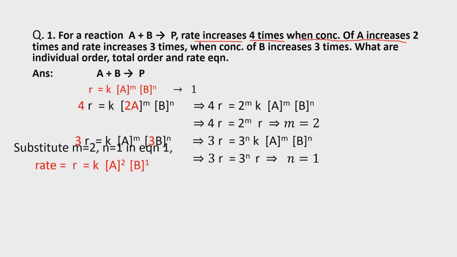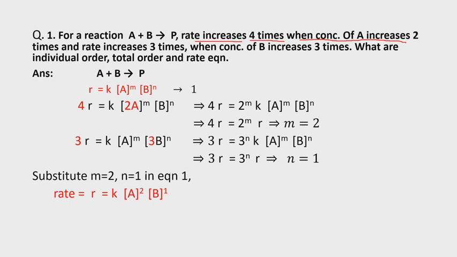Look at this. Substitute M equal to 2 and N equal to 1 in equation 1. So you will get rate R equal to K into A square and B power 1. Whatever values of M and N you are getting, M equal to 2 and N equal to 1, just put them in equation 1, you will get the rate equation.